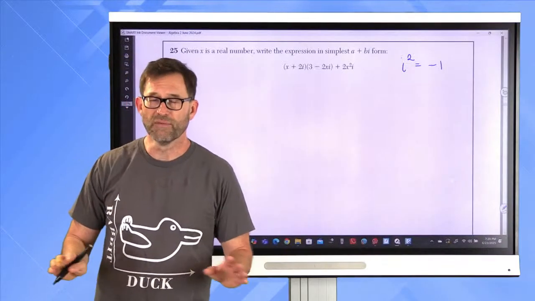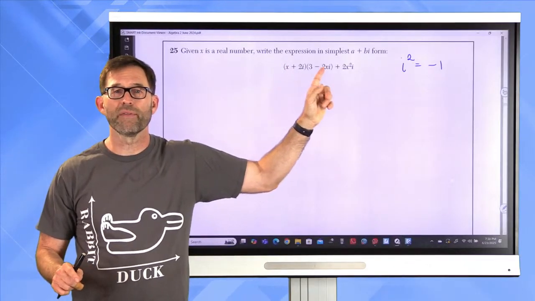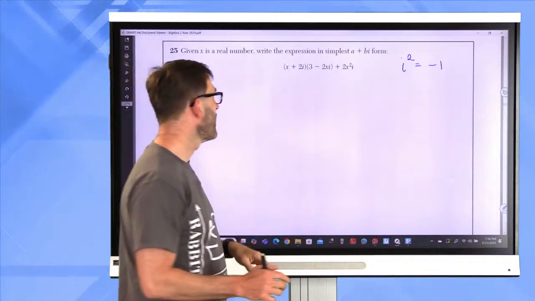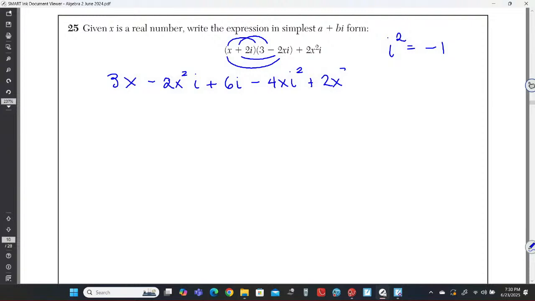Okay, so given that, what we're going to now do is a little bit of basic algebra, and I'm going to first multiply these two binomials out. So let's start with that. Just a little foiling action. So we're going to have x times 3, and we're going to get 3x. And then x times -2xi, and that's going to be -2x squared times i. Now we're going to get 2i times 3, so that's going to be 6i. And then 2i times -2xi, so that's going to be -4xi squared plus 2x squared i. And maybe make that look like an x squared.